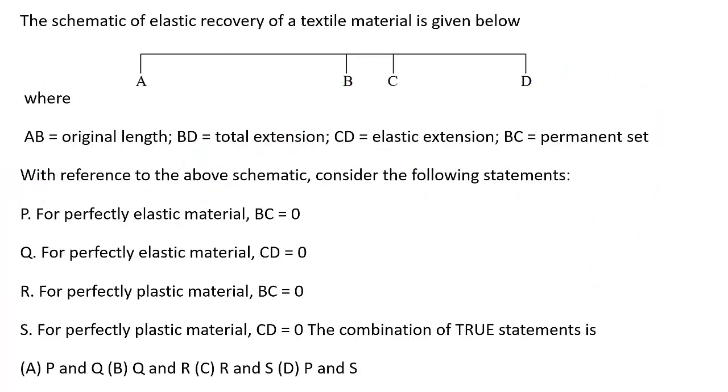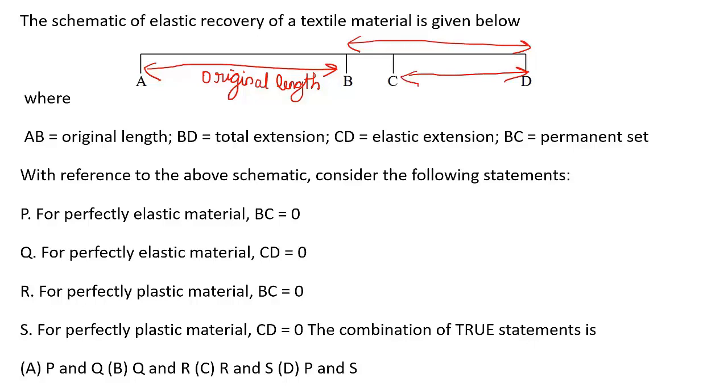The next question gives the schematic of elastic recovery of a textile material. This is the typical picture given here, where AB is the original length of a typical fabric, and BD is the total extension, the total stretch when it is stretched, and CD is the elastic extension.